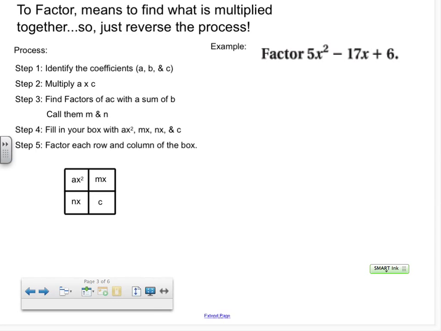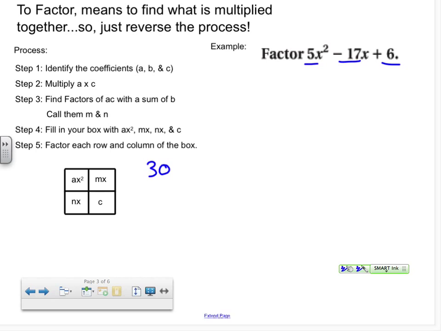So we're going to start with our standard form, 5x squared minus 17x plus 6 in this case, and we're going to work it backwards. We want to know what a, b, and c are. A is 5, b is negative 17, c is 6. Second step, we want to multiply a times c. This is going to help us decide what to put in the box, or the boxes. So a times c, that's 30.